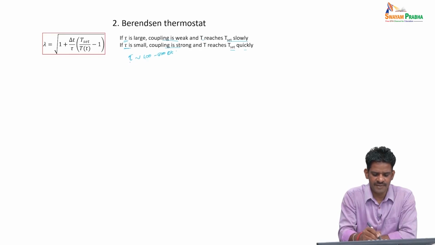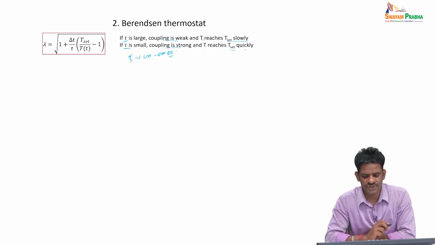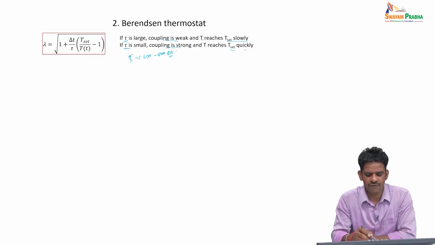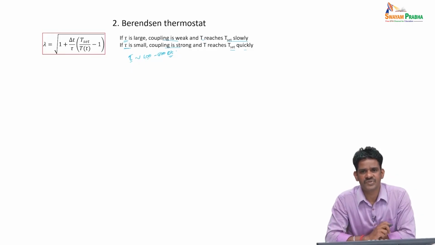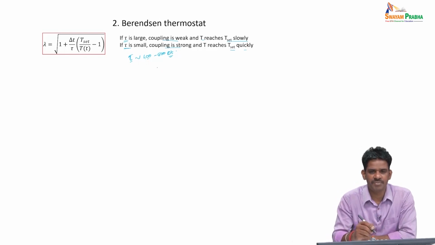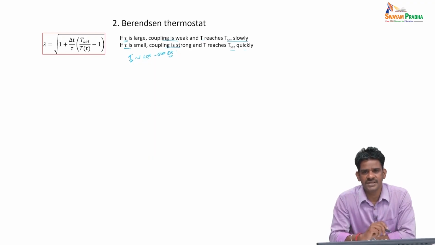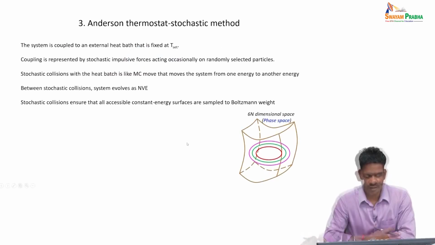Tau is in the units of time and delta t is the time step used in integration of the equation of motion. So typically tau is taken to be about 400 to 500 times the time step. That is a rule of thumb, but one should actually measure the property of interest as a function of different tau values and see the sensitivity analysis and then choose accordingly.